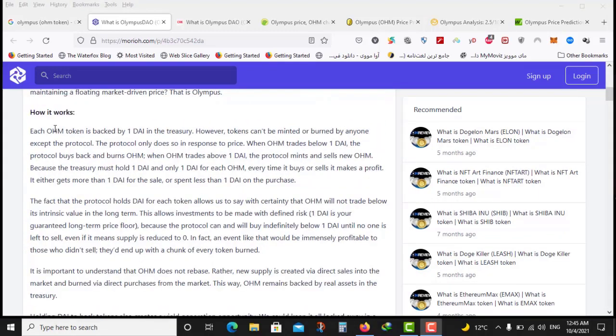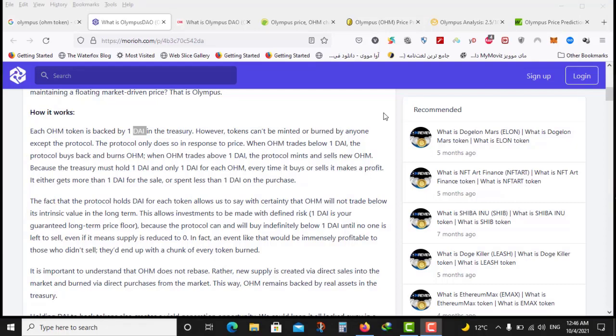Okay, here is how it works. Each OHM token is backed by one DAI. DAI is a stablecoin such as Tether, whose value is about $1, in the treasury. However, tokens can be minted or burned by no one except the protocol. The protocol only does so in response to price. When OHM trades below one DAI, the protocol buys back and burns OHM.